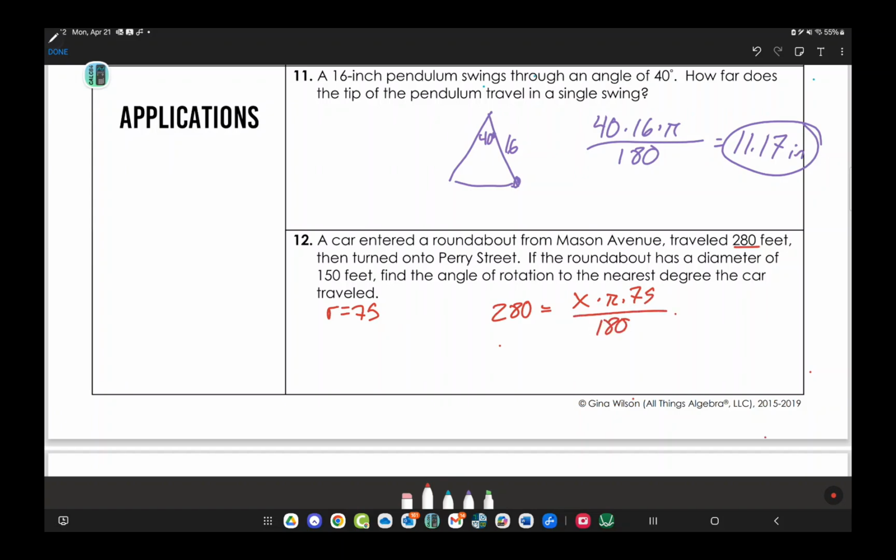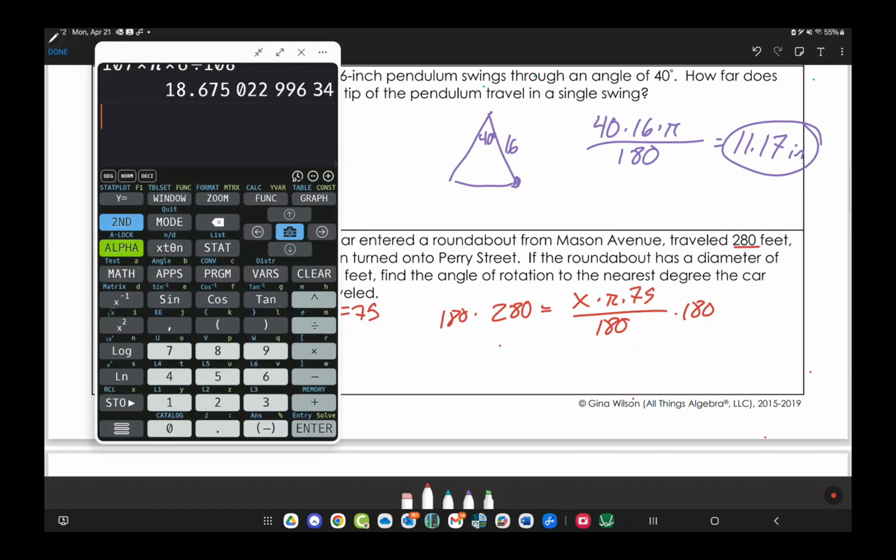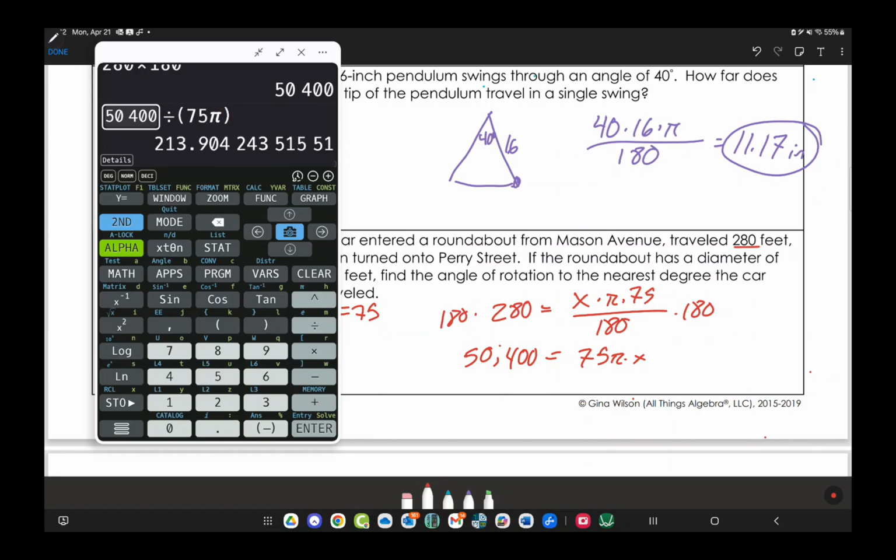So first thing, we can just multiply both sides by 180. So 280 times 180, 50,400 equals 75 pi times x. So divide this. Make sure you put this in parentheses, so you divide by both together. 75 pi gives you x is about 213.9. Now the nearest degree means 214 degrees.